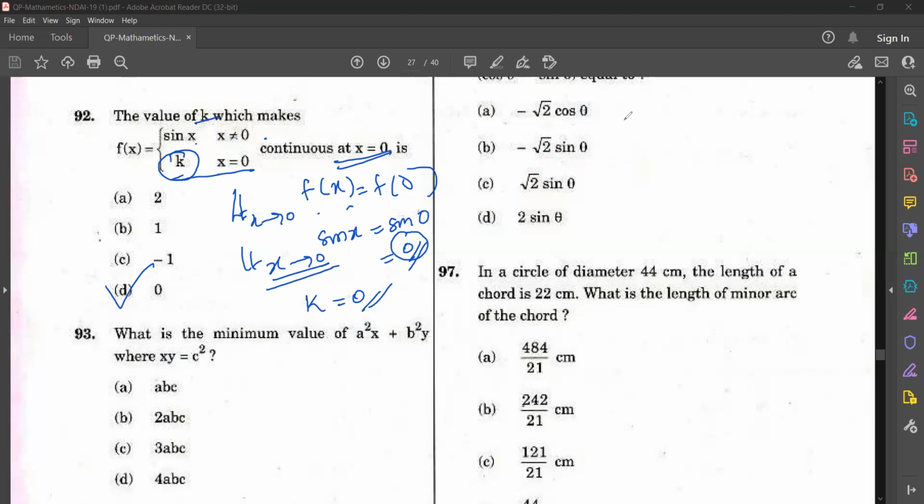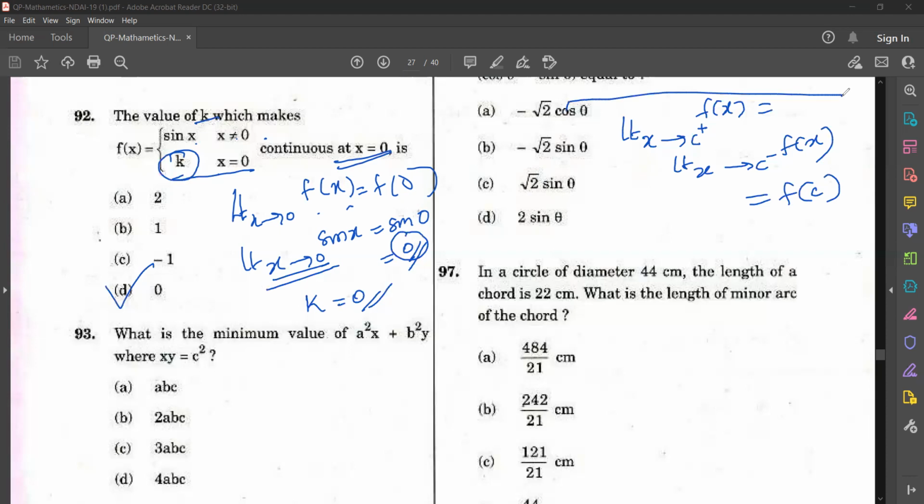So understand, for a function to be continuous, limit x tends to c plus f of x should be equal to limit x tends to c minus f of x, that should be equal to f of c. So this is the condition for a function to be continuous. Okay. Now go to the next question.